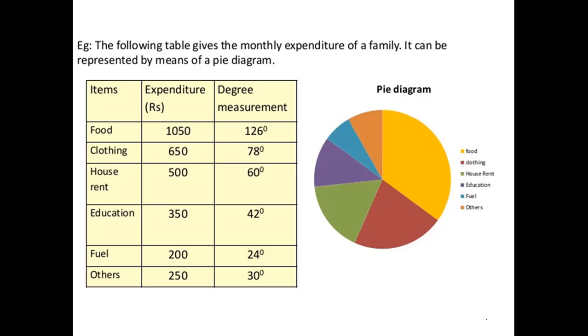The following table gives the monthly expenditure of a family. It can be represented by means of a pie diagram. How have we found out the degree for the items? For food, the amount of expenditure on food is rupees 1050, divided by the total, into 360, and you will get the degree.